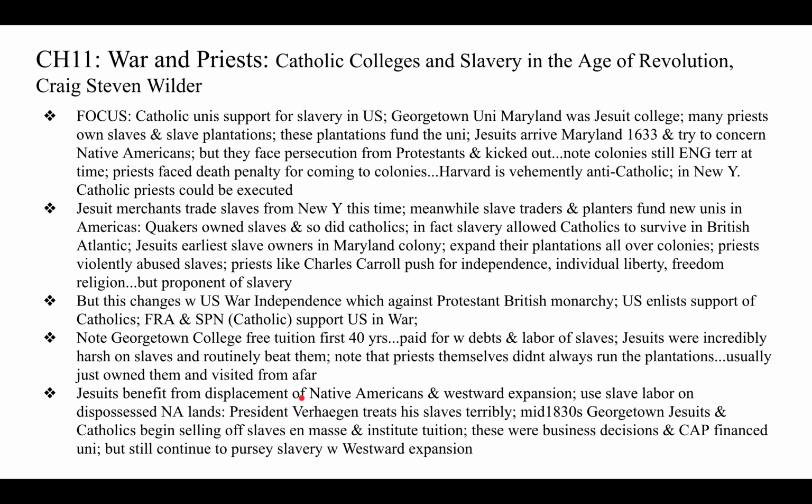But even after the position of Catholics improved in the U.S. a bit, and they relied less on slavery in the East Coast, Catholics and Jesuits, and even those who operate universities like Georgetown, they still relied heavily in the past on slavery, and they continued to pursue slavery through the westward expansion, into the west of the U.S.